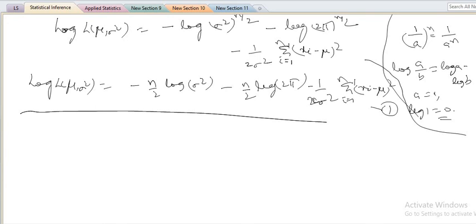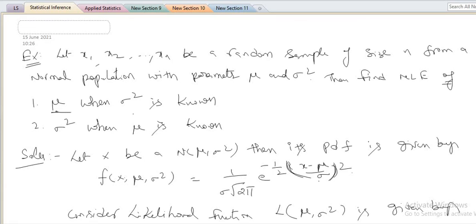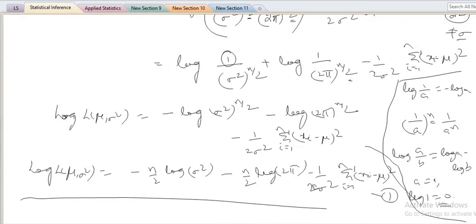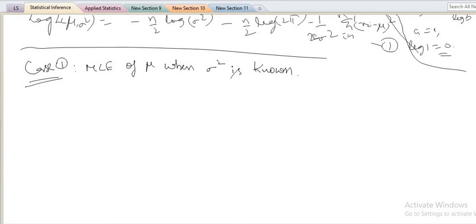Now for what parameters do we need to find the MLE? Go to the question: mu when sigma square is known. Now we will take case 1. Case 1: MLE of mu when sigma square is known. You know the sigma square value, then that becomes a constant.